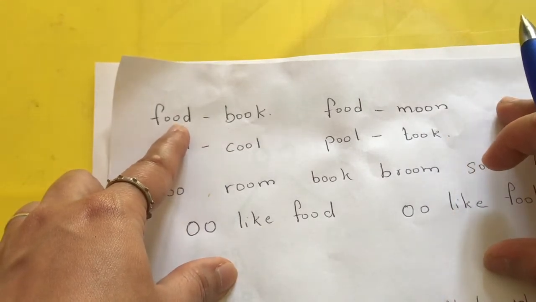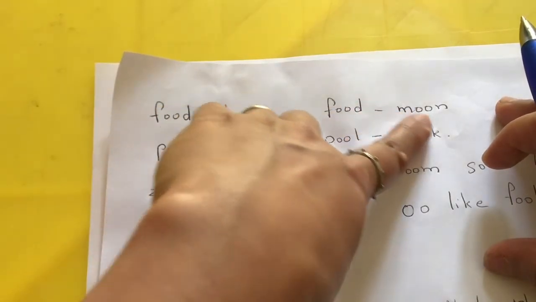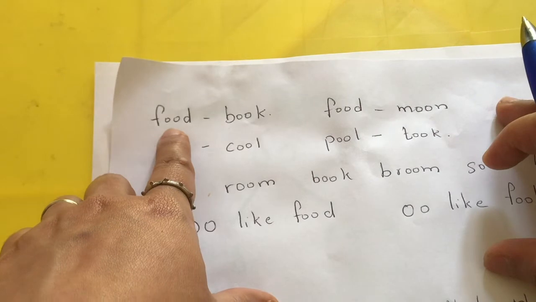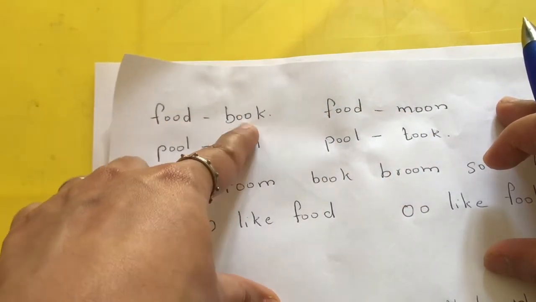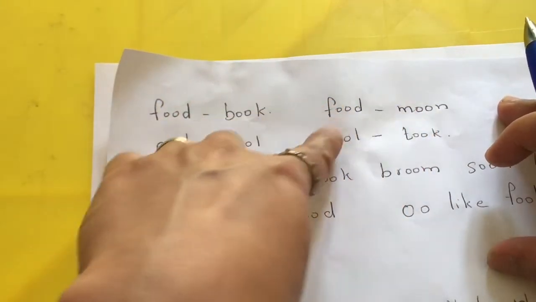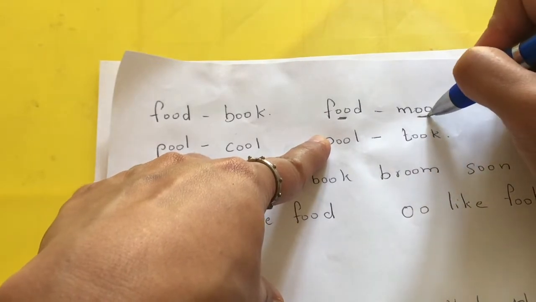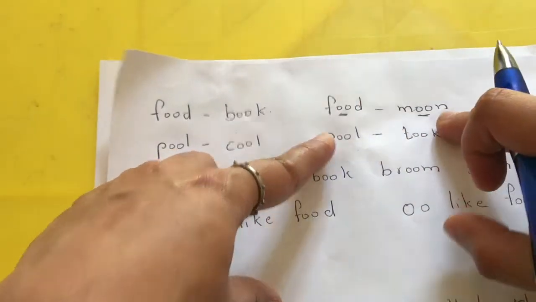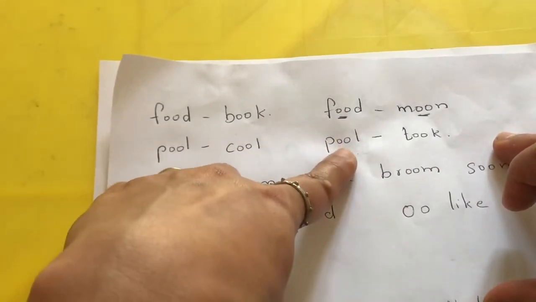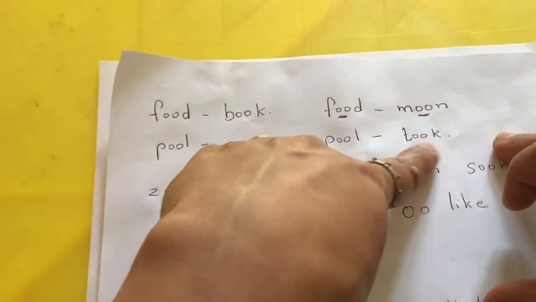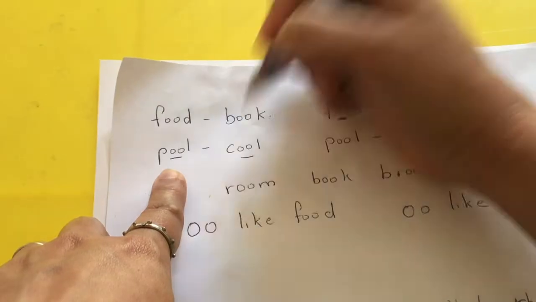For example, I have given here the first set, it is food and book, food and moon. Now you can ask the kid which word has long oo sound here. Is it food and book or food and moon? So it is food here, this one has long oo, and this one also has long oo. So it is food and moon. Another set of example is, here it is spool and cool, and the second set it is spool and took. So which one has the long oo sound? It is spool and cool.